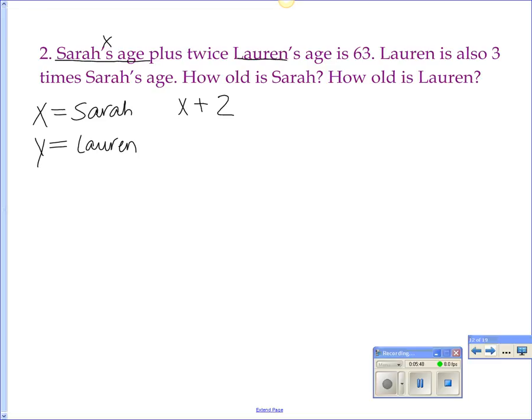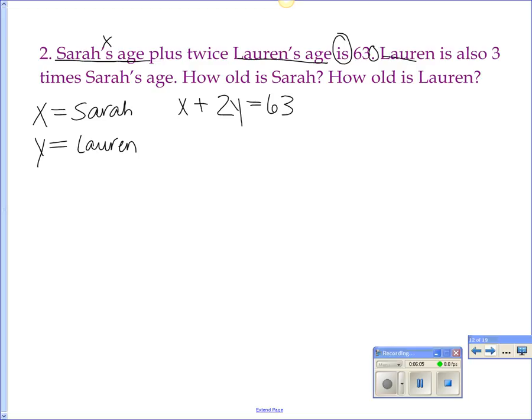And then for Lauren's age, I also have to put a letter. What letter is that? Y. Is equals 63. Okay, when you get to the period, that's the end of the first equation. So now we're going to do the second one.